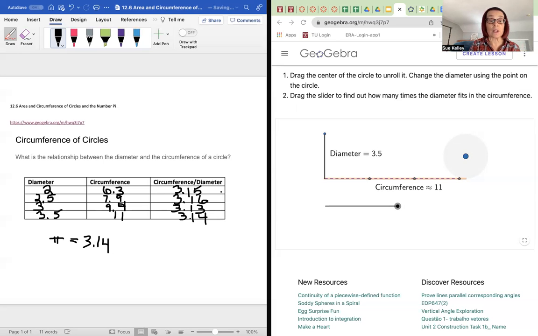So here we can see that the relationship between the diameter and the circumference, circumference divided by diameter, is always going to equal this number pi. Another way to say that, we could rearrange this equation, right? We could say that our circumference is equal to pi times the diameter. So that is our relationship between the diameter of a circle and circumference.